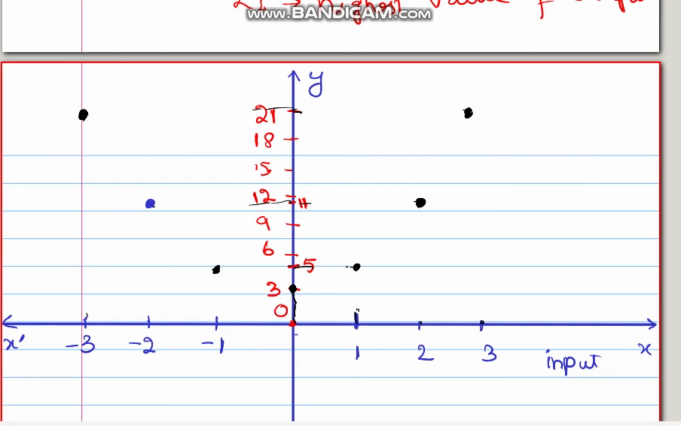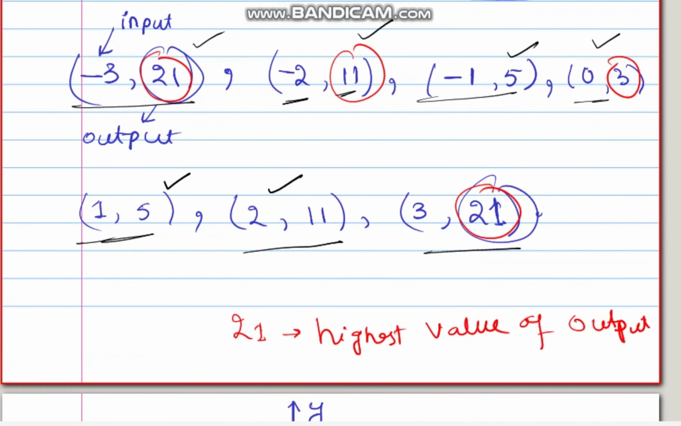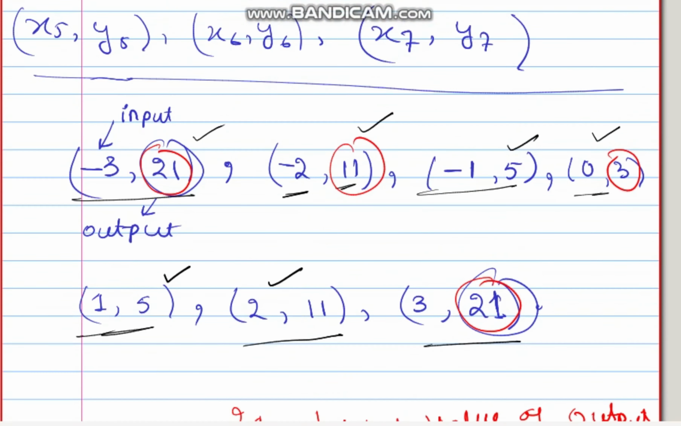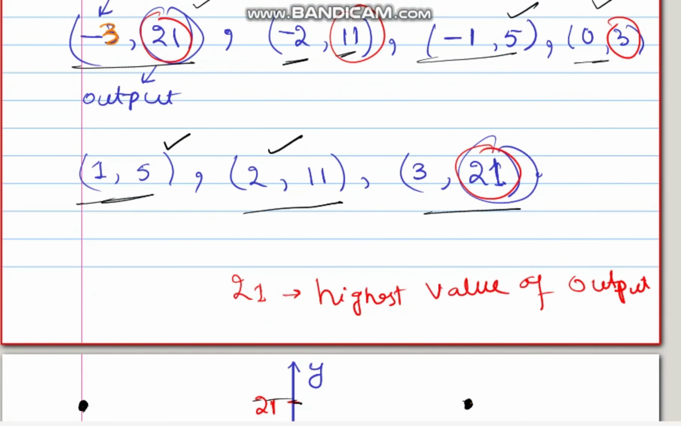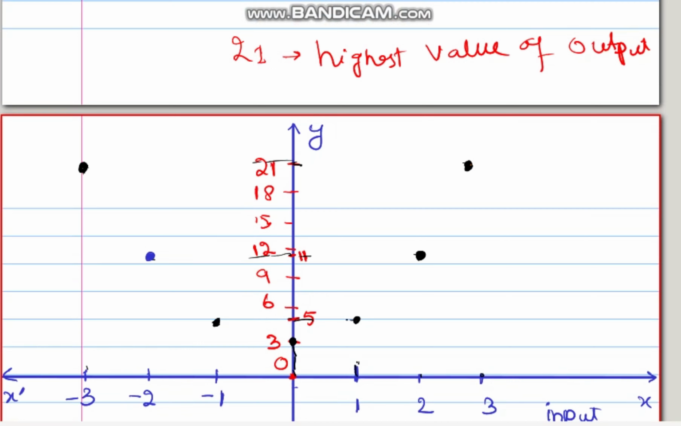First of all, join the points. How can we join the points? Start from the initial point. What was the initial point? Minus 3 and 21 was the initial point. And what was the last point? This is the last point. 3 and 21 was the last point. So start from minus 3 and 21 and go to 3 and 21. So I am just starting from here.